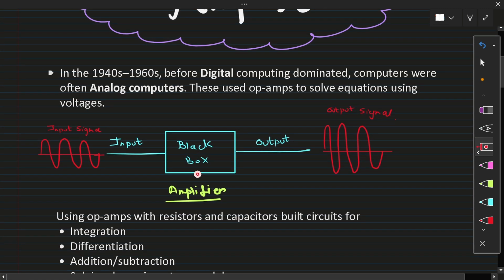So in today's world, we use digital computing systems. Way back in the 1940s, we were using analog computers. In analog computers, for performing mathematical operations, we used operational amplifiers. These analog computers use operational amplifiers to solve equations using voltages.